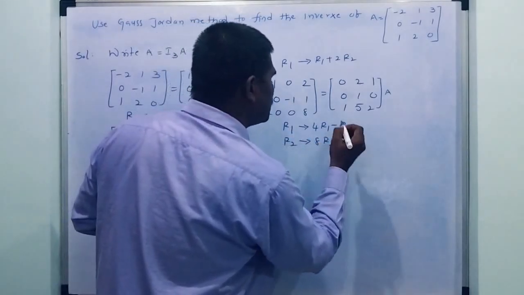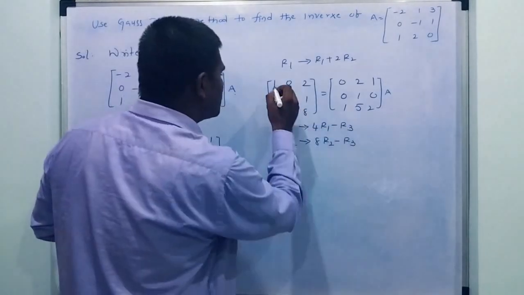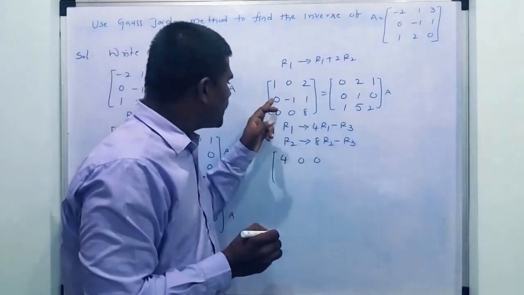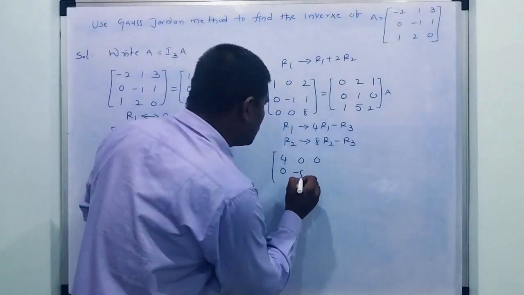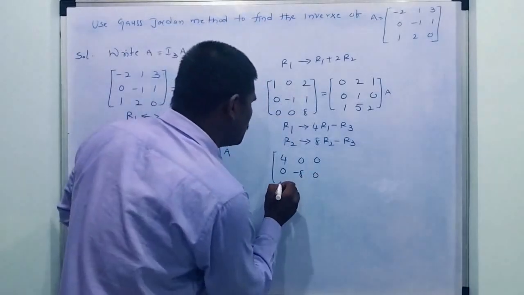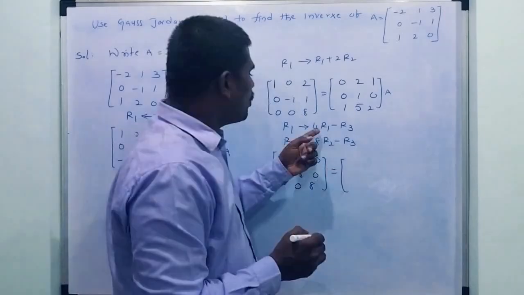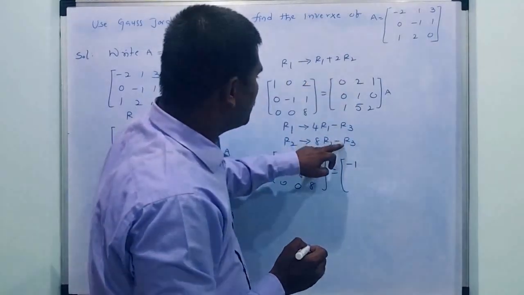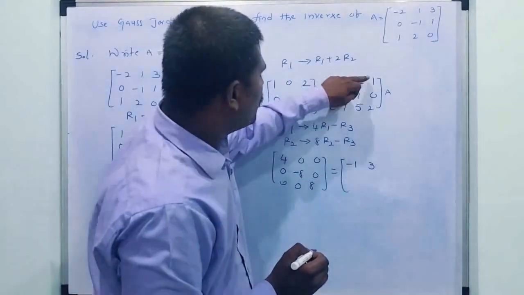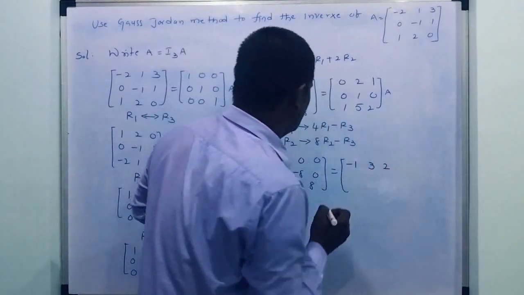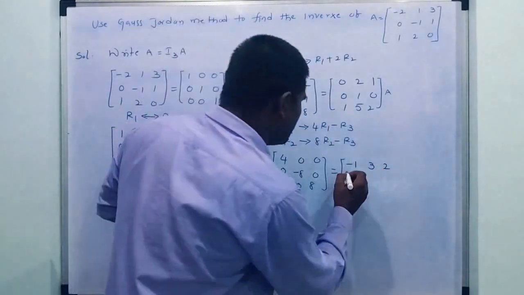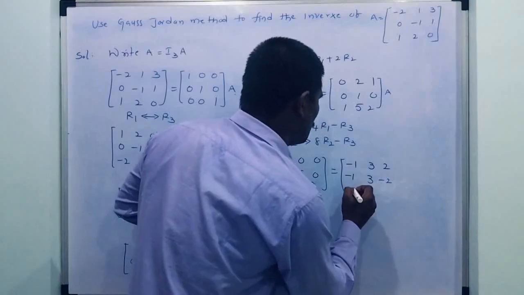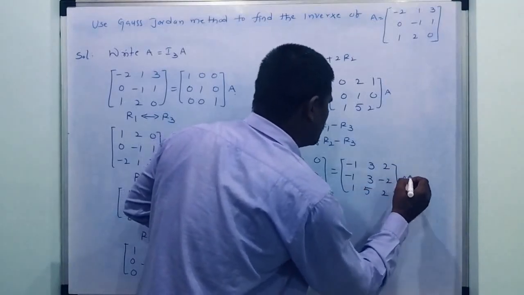8R2 minus R3. Then this becomes 4R1 minus R3, 4, 0, 8 minus 8, 0, and 8R2 minus R3, minus 8, 8 minus 8, 0, 0, 0, 8 is equal to 4R1 minus R3, minus 1, 8 minus 5, 3, 4 minus 2, 2, 8R2 minus R3, minus 1, 8 minus 5, 3, 0 minus 2, minus 2, 1, 5, 2, no change in the last row, into A.